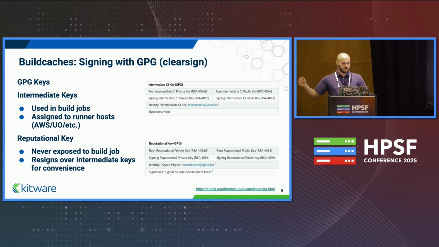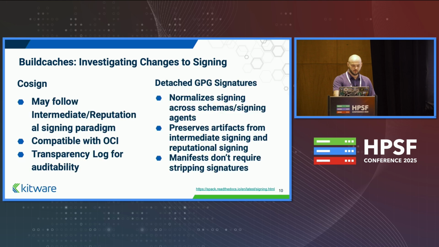Once all of the builds are done, we have a second key. This is the reputational key. It's protected by, quote unquote, the guys with guns, and is not exposed to build jobs. It is only run on very specific privileged runners away from all of the builds, and that's how we protect it from being exposed. This is convenient because now you only need one key in order to verify binaries in the build cache.